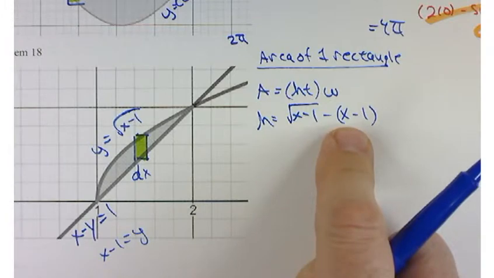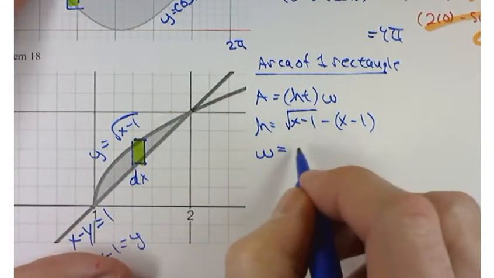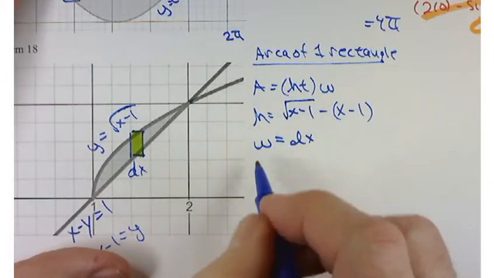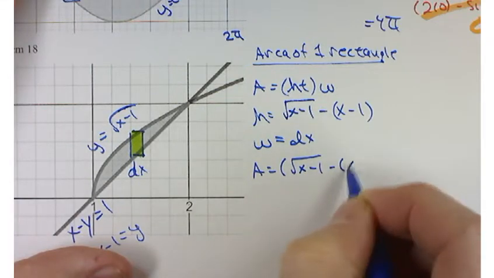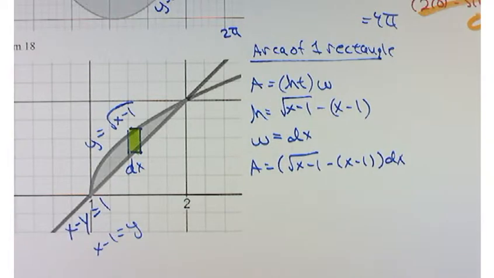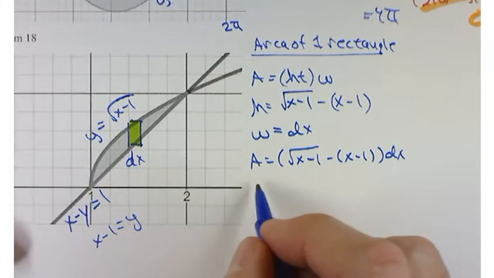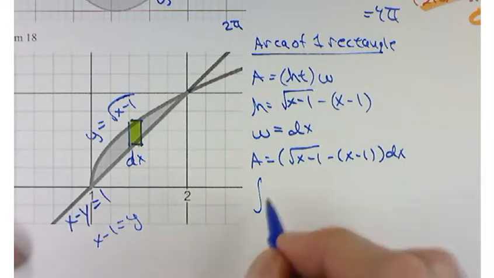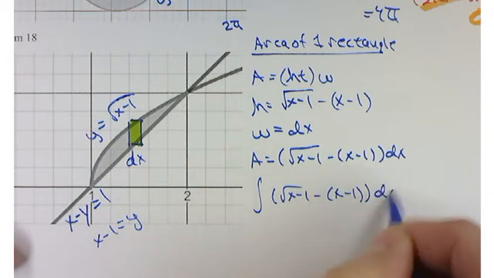And notice you have to put that in parentheses. What was the width? Width is dx. So the area is really square root of x minus 1 minus parentheses x minus 1 dx. That's the area of one rectangle. Now I'm walking around. I know this is new for us, but try and get in the habit, and I'd appreciate it, it helps me out, of writing an integral as part of your work here. So it's going to be the integral of square root of x minus 1 minus x minus 1 dx.